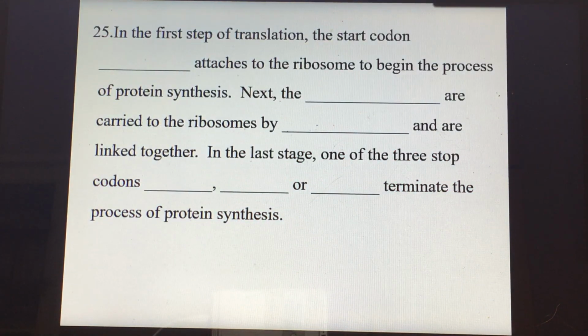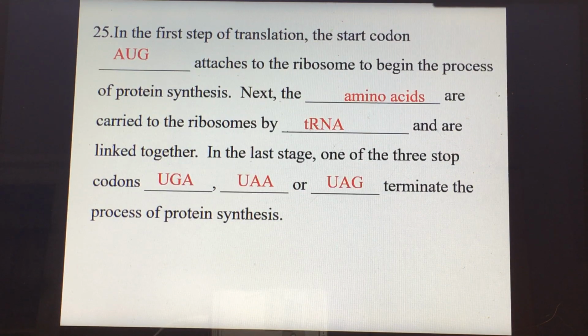In the first step of translation, the start codon, AUG, attaches to the ribosome to begin the process of protein synthesis. Next, the amino acids are carried to the ribosome by tRNA molecules and are linked together. In the last stage, one of the 3 stop codons terminate the process of protein synthesis. It is not necessary to memorize the start or stop codons. You will always have a codon chart while taking a test.